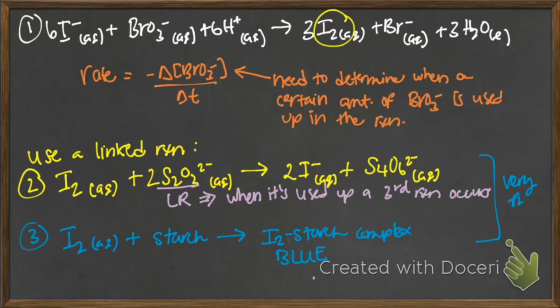Both reactions 2 and 3 occur very fast. They're immediate reactions. So as soon as any I2 is produced from reaction 1, it will either react with thiosulfate or starch. So our data in this lab is we're going to mix together our reactants and use a stopwatch to time it until it turns blue. So our data is just time and temperature.